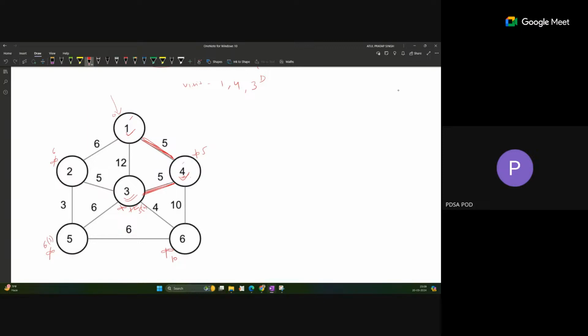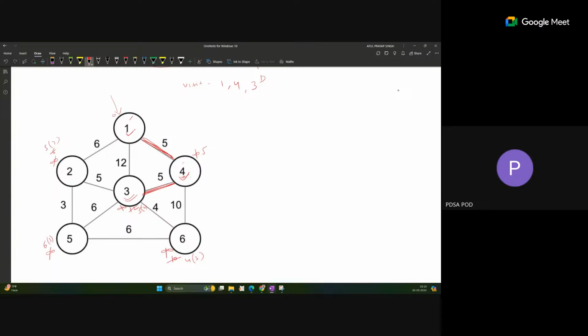And 3 to 6 is 4. So this will also be updated to 4, and we are getting this from 3. And 3 to 2 is 5. This is also updated now, and we are getting this from 3. Now all are updated.